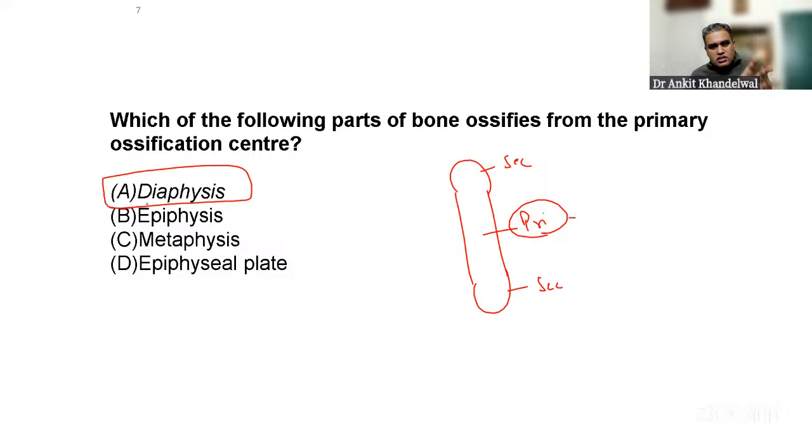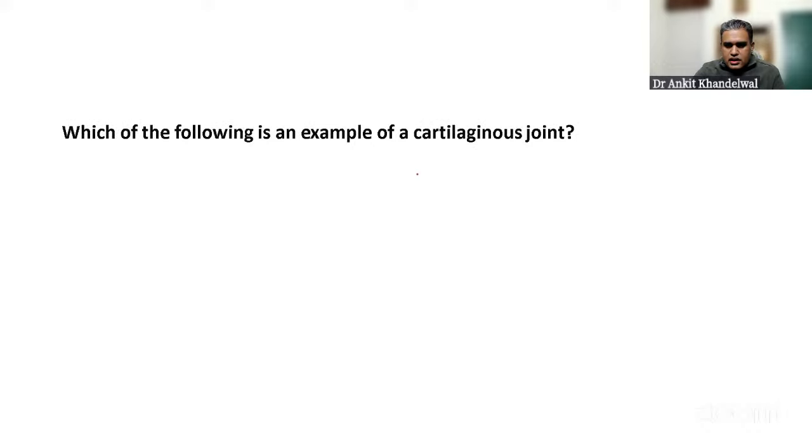Now, all these questions I'm telling you, they will not only help you in this university exam, but also in your NEET PG and all the next exams. So remember the basics over here. Epiphysis comes from the secondary center, and where it fuses with the diaphysis, there you have the epiphyseal plate, and the metaphysis is the region between the epiphysis and diaphysis. Okay, so do remember this basic part. Okay, now come to the joints.